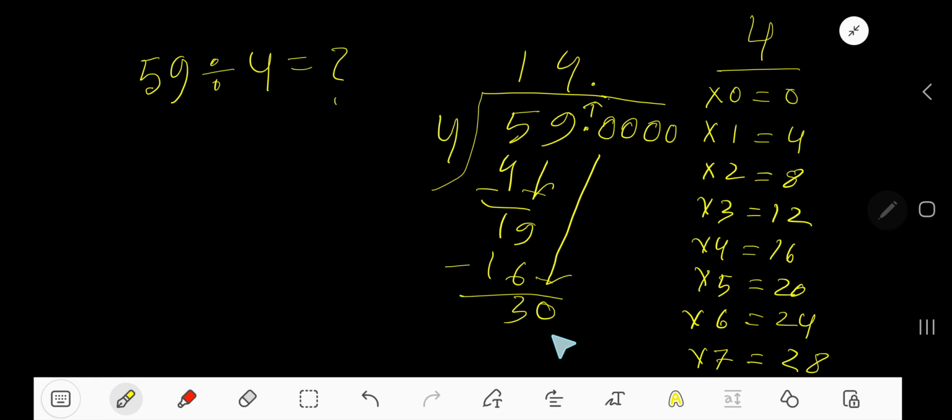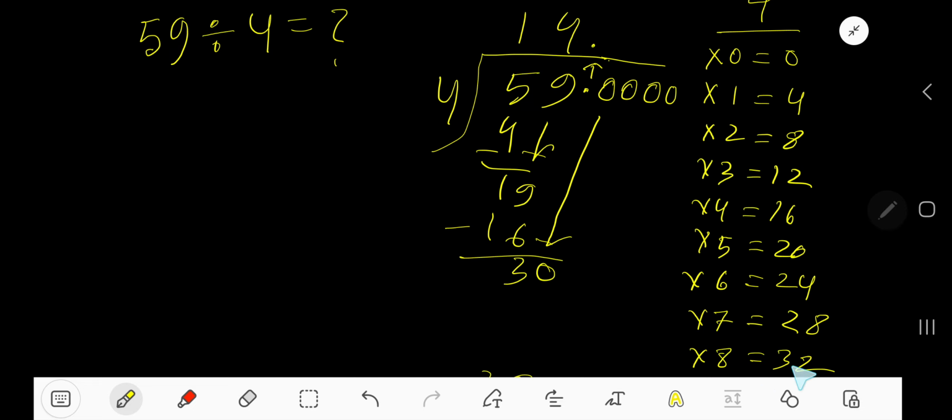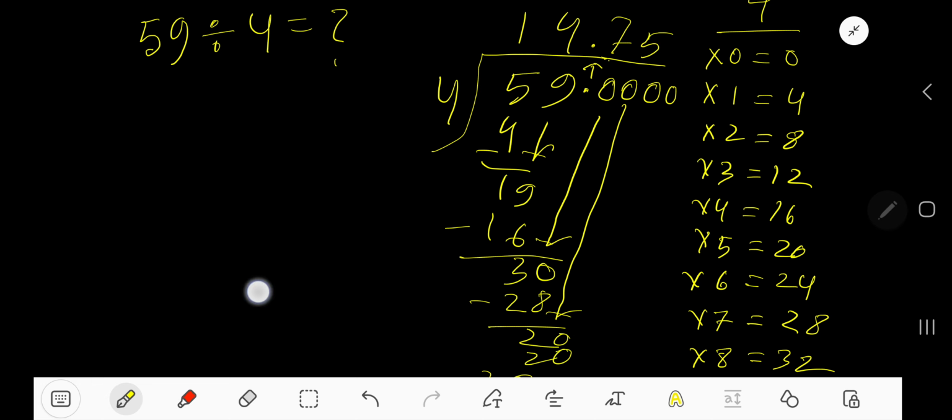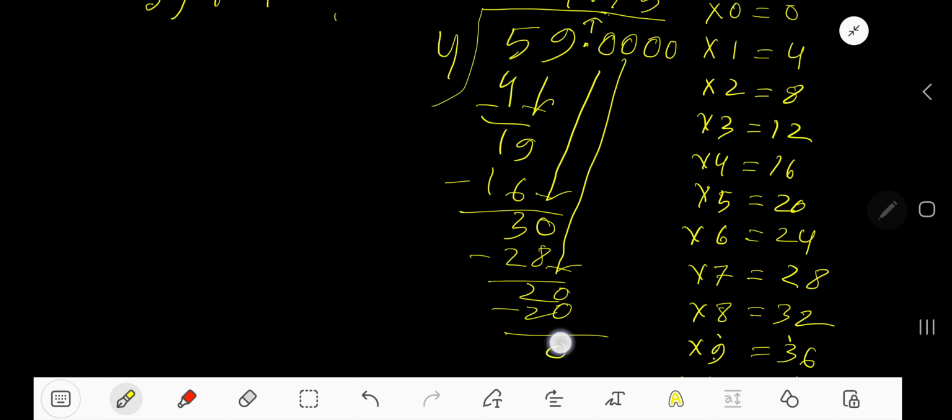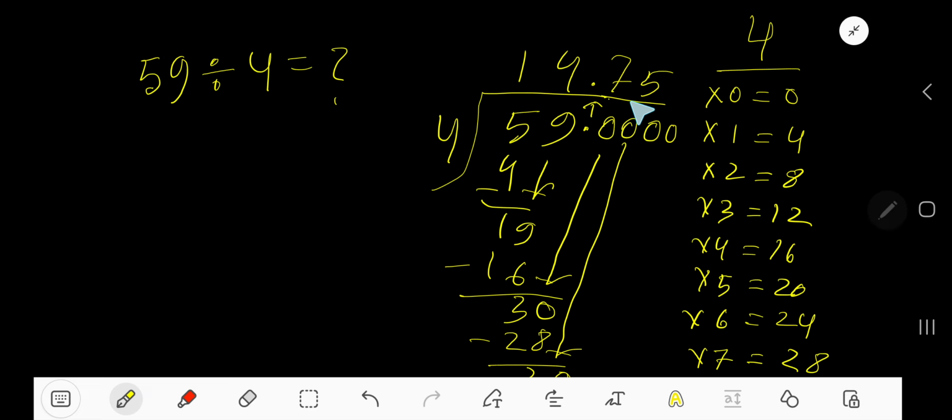4 goes into 30 how many times? Look, 8 times 4 is 32, which is greater, so 7 times. 7 times 4 is 28. Subtract, get 2. Bring down the next digit, 0. 4 goes into 20 how many times? 5 times. 5 times 4 is 20. Subtract, get 0. So our answer is 14.75.